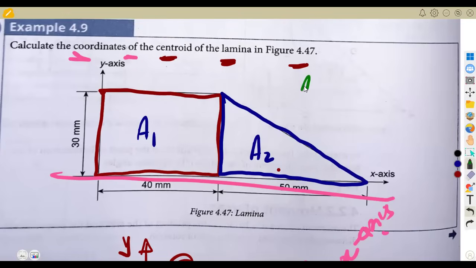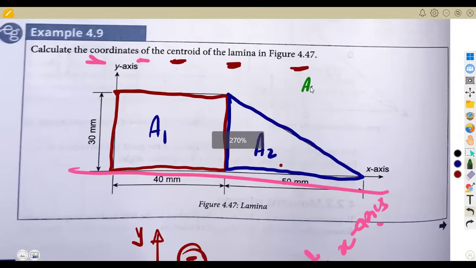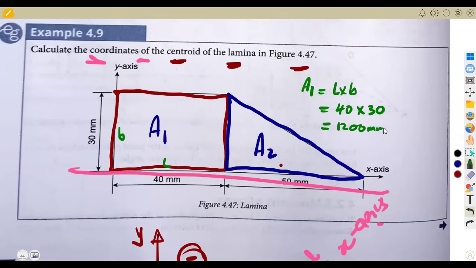So area 1 is the area of a rectangle, because there's no other figure inside of this rectangle. It's just a rectangle only. So our area 1 is going to be the area of a rectangle, which is length times breadth. The length there is 40 millimeters times the breadth, 30 millimeters. 40 times 30, what are we going to have? It is 1,200 square millimeters. This is area.